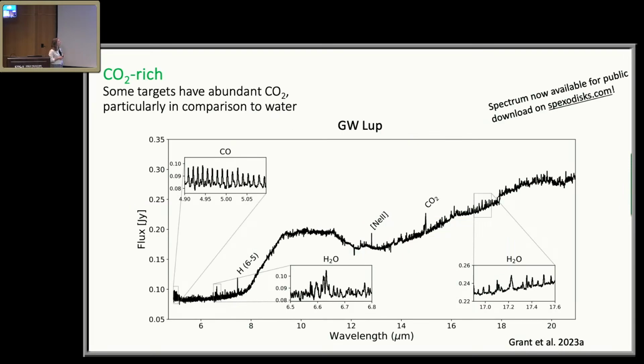So I'll just start here with the CO2-rich source, GW Lup. I'll note that this spectrum is now available on spexodisks.com, so you are welcome to go and download it and play with it yourself. This is the GW Lup spectrum that we published earlier this year. It has a lot of emission. Compared to the other disks, it may not look like it has a lot of emission, but it does. We see CO, we see water, we see some atomic lines, but really the star of the show is the CO2. So I'll just zoom in on this region here.